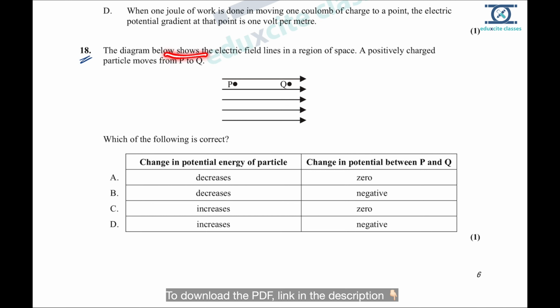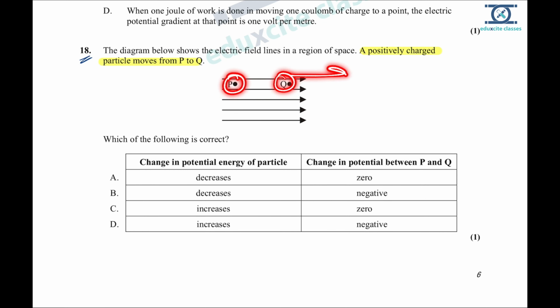Now question number 18 again, and the last question. The diagram below shows the electric field lines in a region of space. A positively charged particle moves from P to Q. This is very important. A positively charged particle is moving from P to Q, and this is the direction of electric field. So if a particle is moving in the direction of electric field, the potential energy also decreases, and if it decreases, the VQ minus VP, that is the final minus initial, will give you, because VQ is less than VP, a negative value. So the answer will be B for the last part.